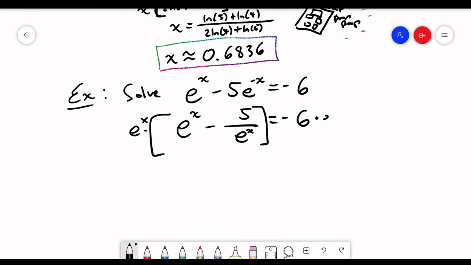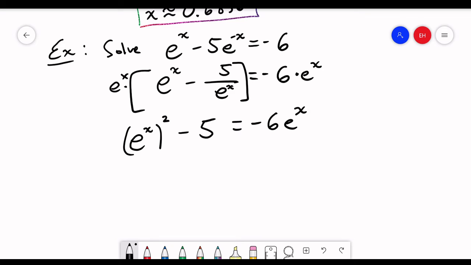Okay, so then I'm going to get e to the x times e to the x, which is e to the x squared, minus, well now it's just 5. The whole purpose of this was to get rid of the fraction, minus 6 e to the x. And what I realize here is I want to get all the x's on one side, so I'm going to add 6 e to the x.